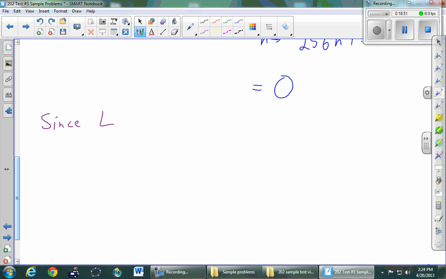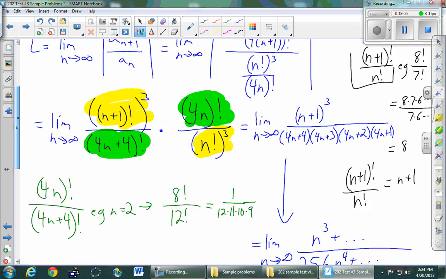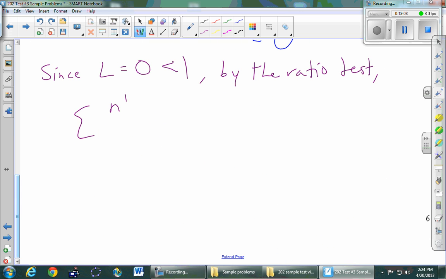Since L in this case was equal to 0 and it was less than 1, by the ratio test, the series in question, let's copy it from up above. What does it do? If we're less than 1, then the series converges.